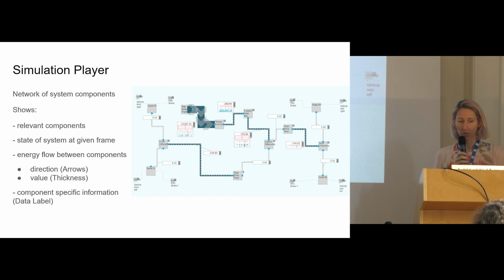We decided on thickness because you can very quickly grasp that, for example, here between the engine and the torque converter, there is a lot of energy flowing, and between the torque converter and the speed gearbox, there's a lot less. So you can very quickly grasp the differences between the energy flow at a specific point in time. And additionally, each flow has these data labels. I will talk more about these later.